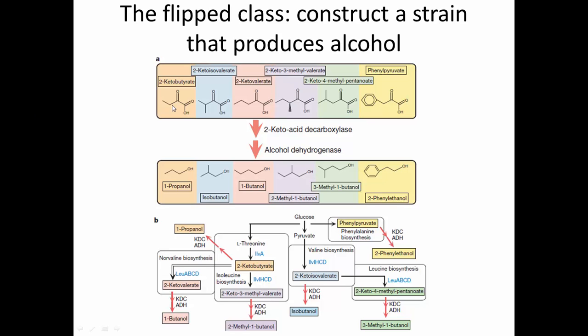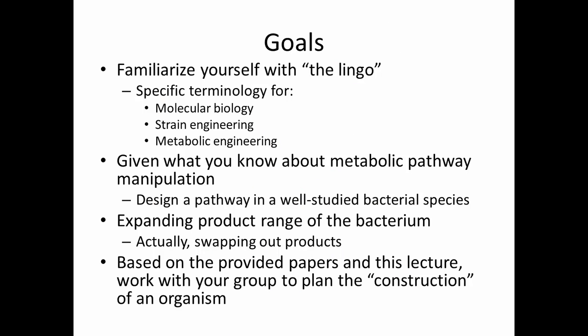So you have a variety of molecules that you could make, a bunch of intermediates that the cell can make, most of them naturally, and we have to add some enzymes. It's a fairly straightforward pathway to make alcohols, and these alcohols can be biofuel molecules. So basically we are constructing a strain that produces alcohol, at least in principle. On paper, we're doing this.